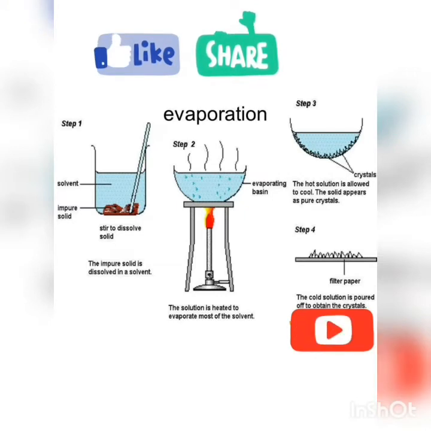Process of evaporation: dissolve the solute or solid in liquid or solvent. Heat the mixture in an evaporating basin. Allow the hot solution to cool. The solid left appears as pure crystals. Filter the cold crystals.